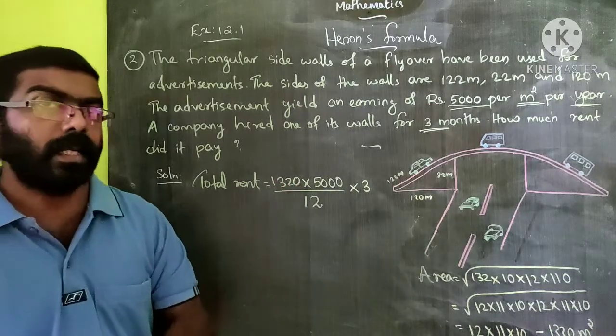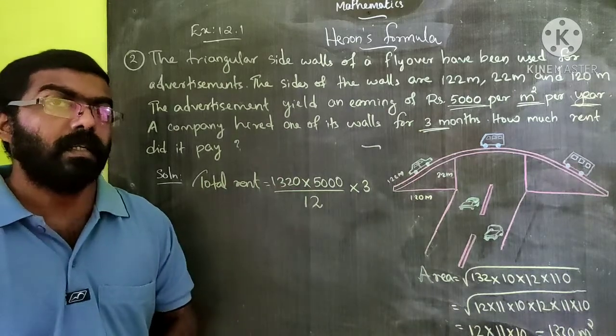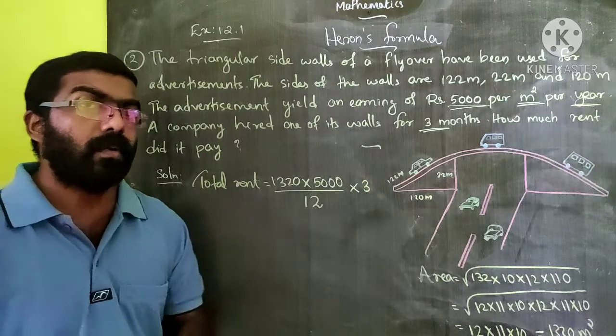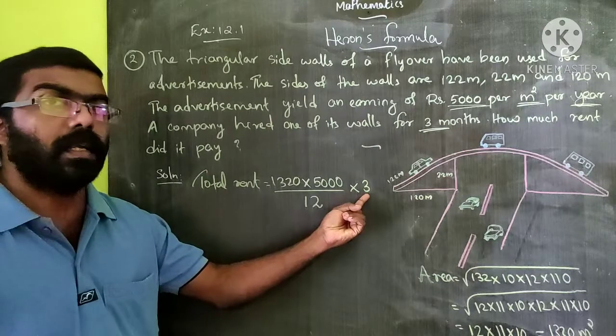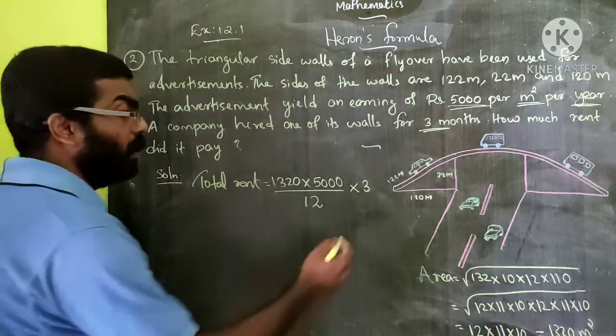1320 is the total area. We multiply by 5,000, we will get what? The rent for 1 year, and if we divide it by 12, we will get the rent for 1 month. Again we multiply by 3 in order to get it for 3 months. Clear? Now we can divide this one.